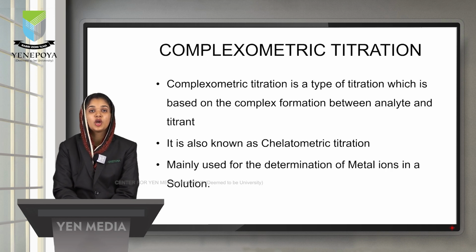Complexometric titration is a type of titration which is based on the complex formation between analyte and titrant. It is also known as chelatometric titration. It is mainly used for the determination of metal ions in the solution. So, here the analyte solution will be metal ions and the titrant will be the ligands.